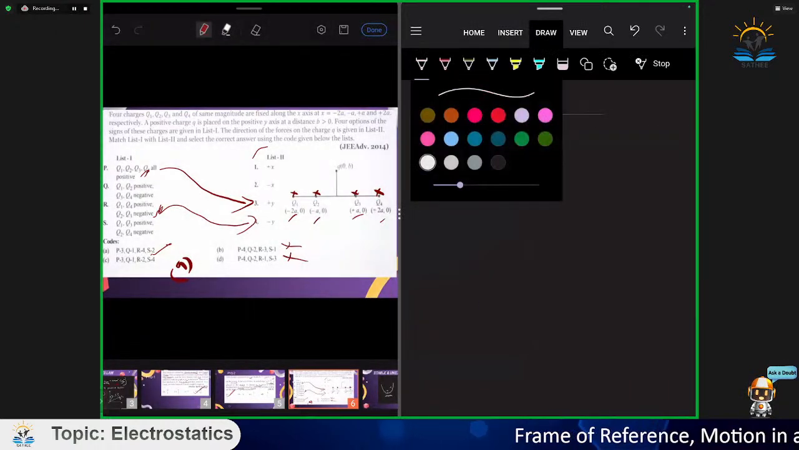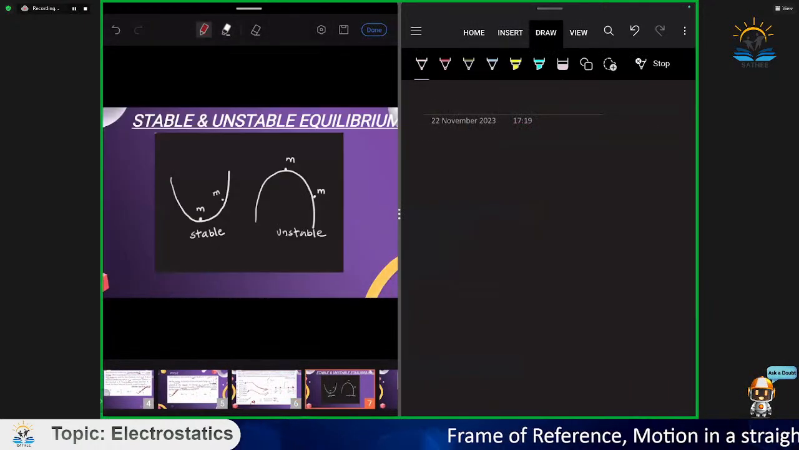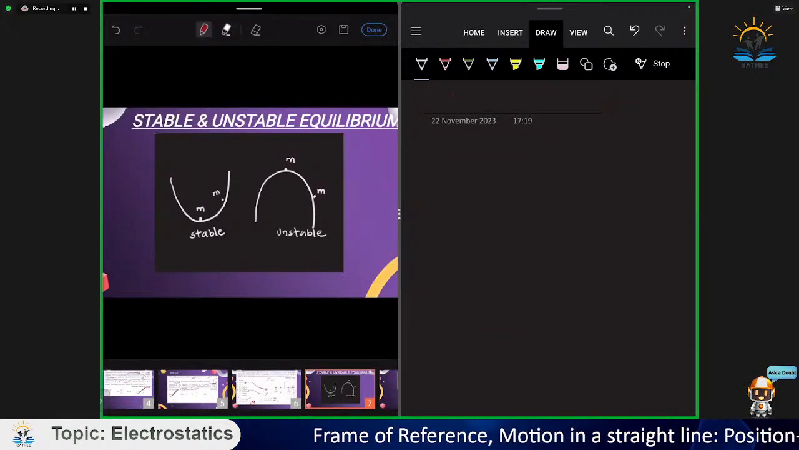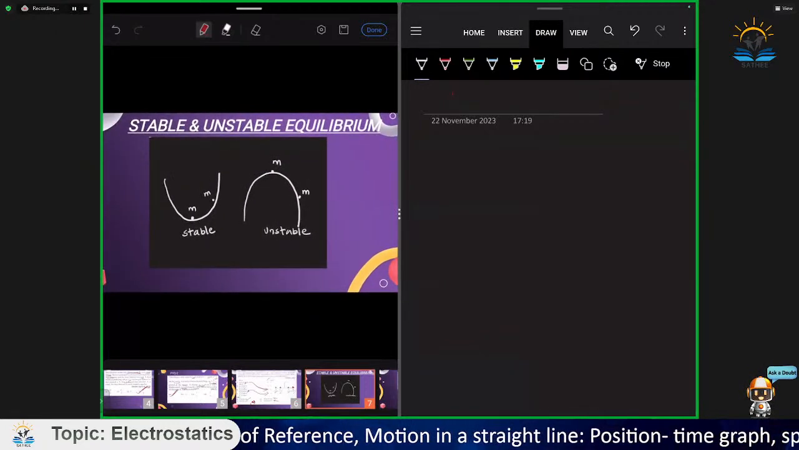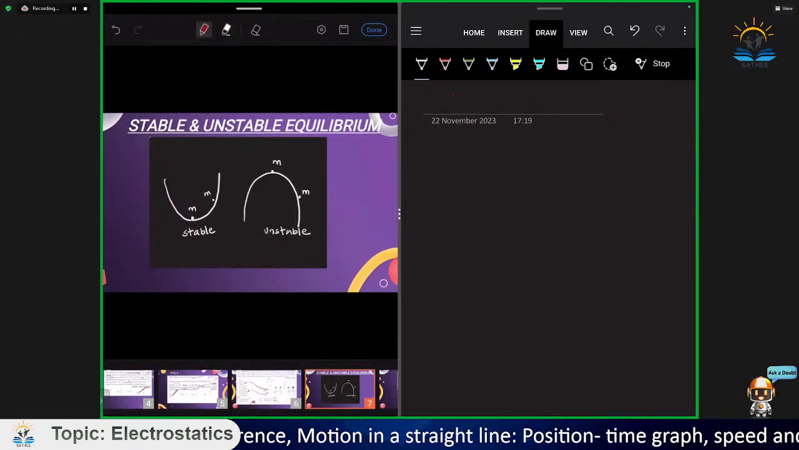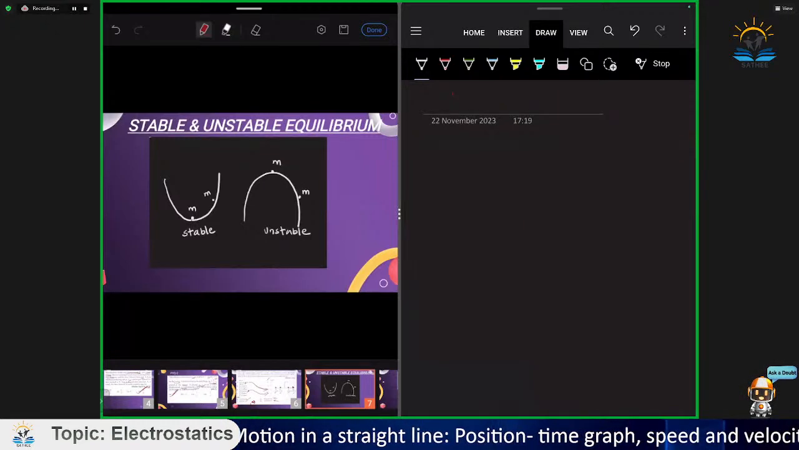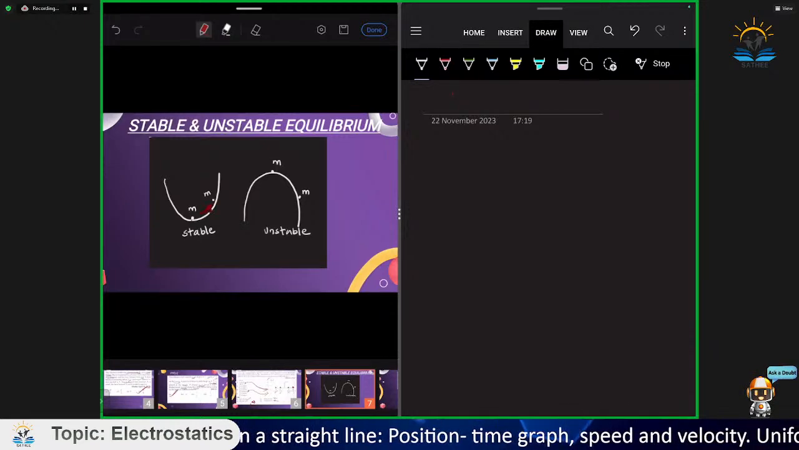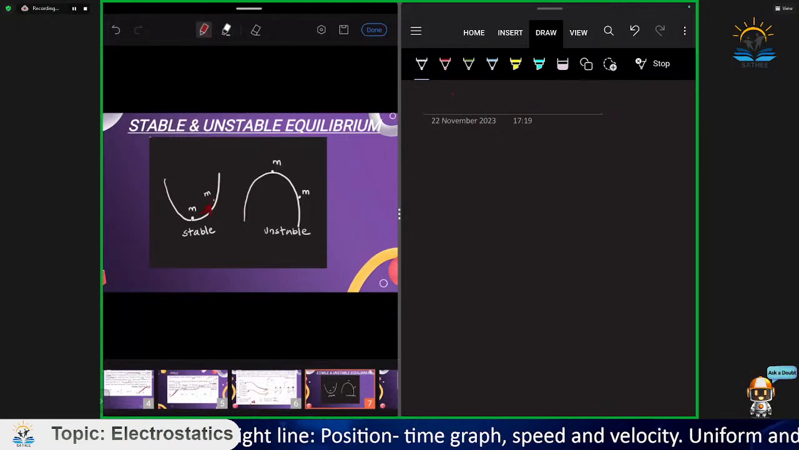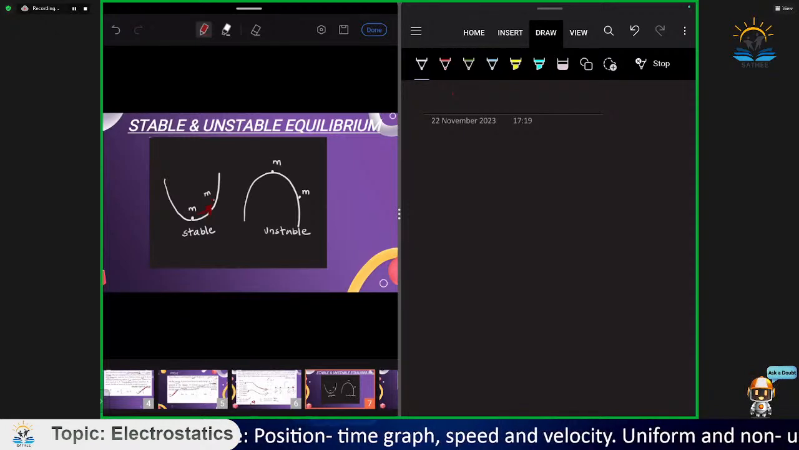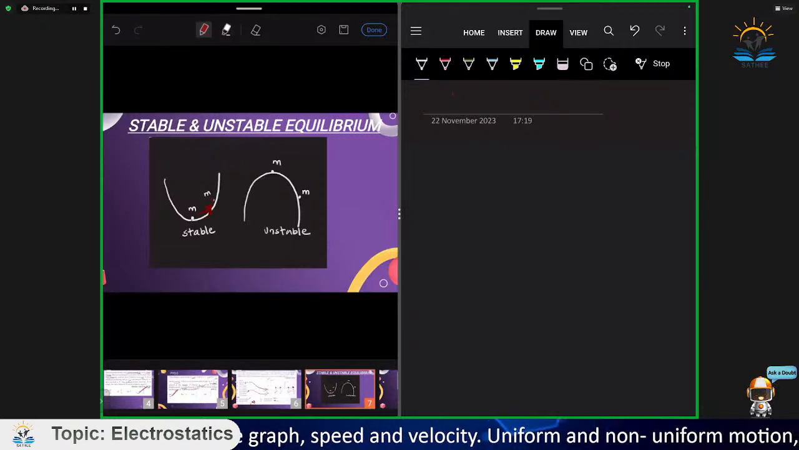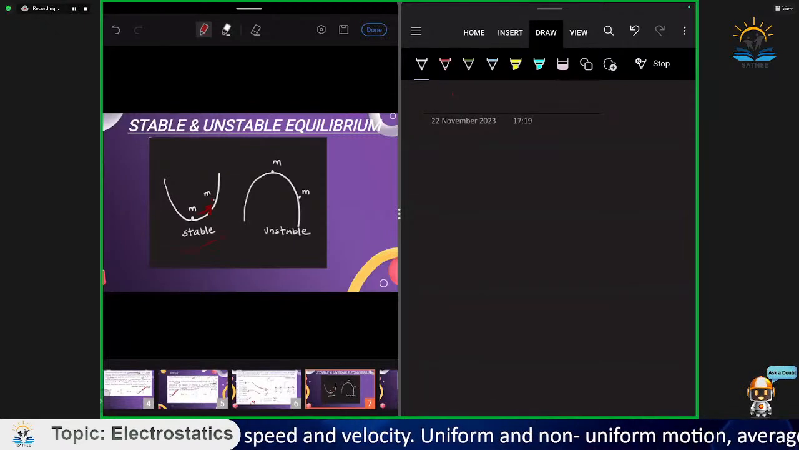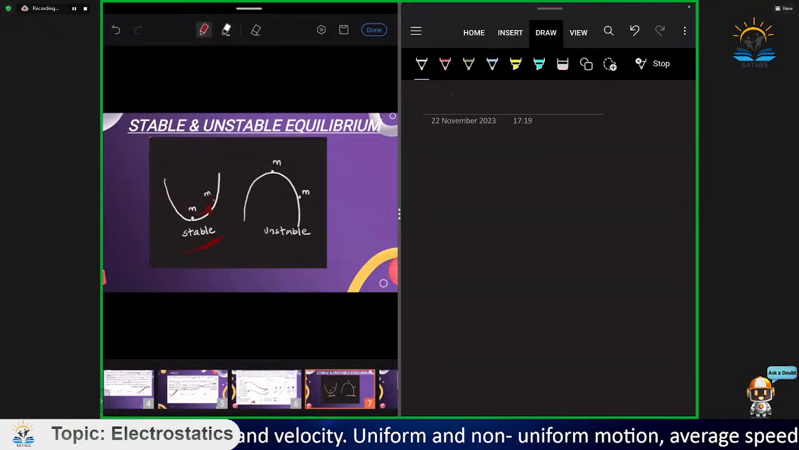Next. Stable and unstable equilibrium. See this concept. If I put a mass M in a bowl, then change its position, what will that mass do? Mass will again come to the bottom position. Mass always wants to be at the bottom position. So this is called a stable equilibrium. We can say that this mass is at stable equilibrium.